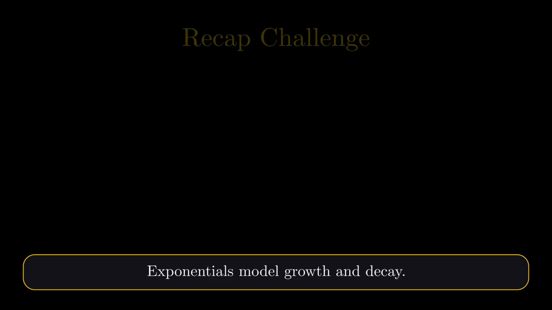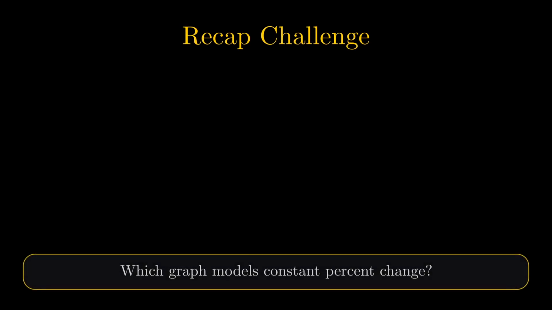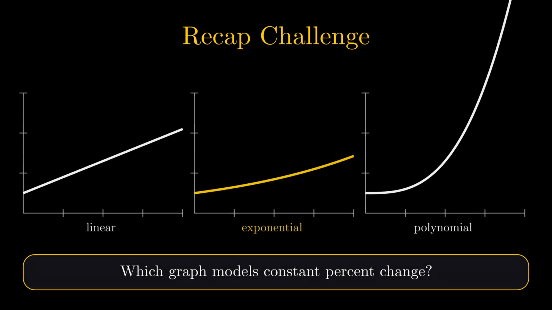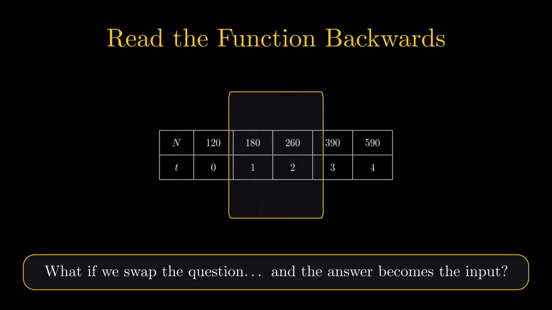Quick challenge: which of these graphs represents constant percent change? Linear is constant difference. Polynomial is changing rate. Exponential is the one with constant ratio. Pick the exponential.